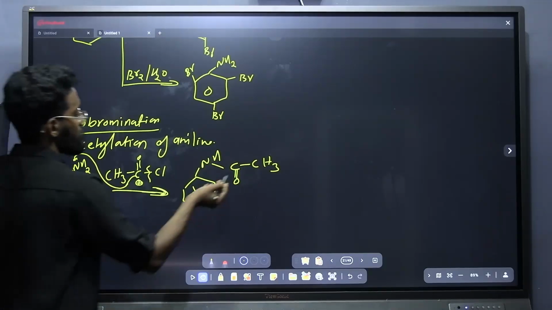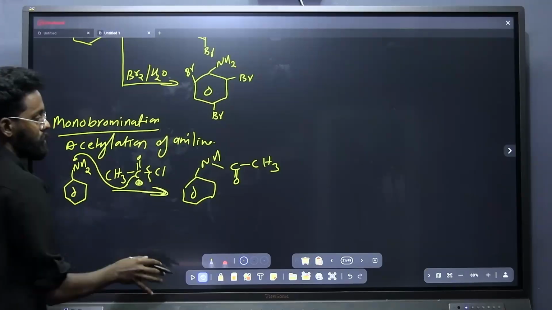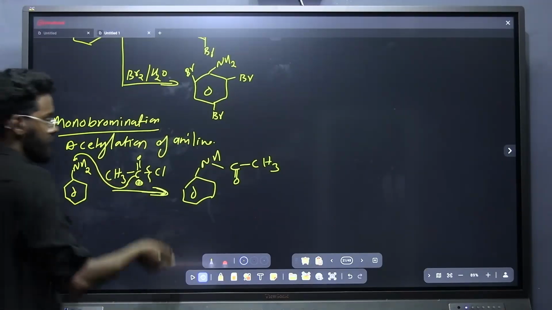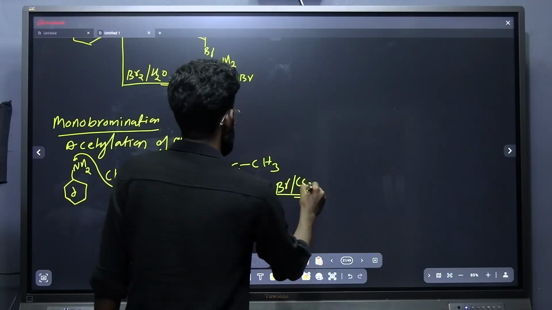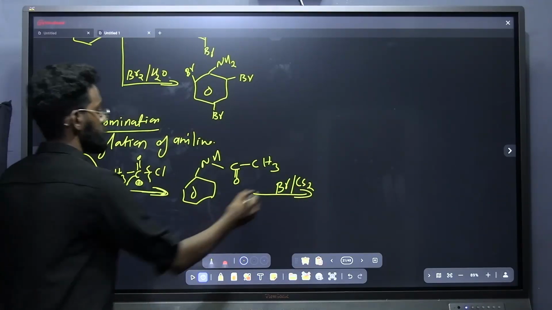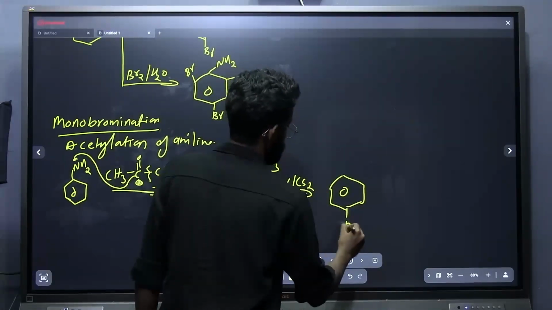Now you can see there is an electron withdrawing group. This aniline now is not that much activated. Now in this deactivated part, what I have to do is I have to do the bromination in presence of CS2. If I am doing bromination in presence of CS2, I will be getting bromine attached on the para position, Br.